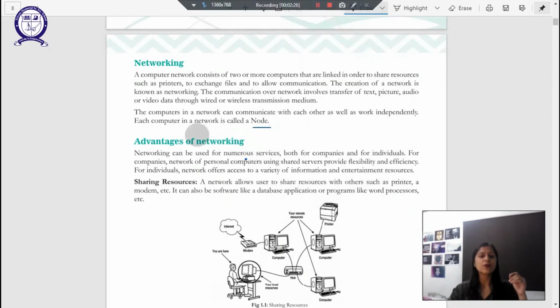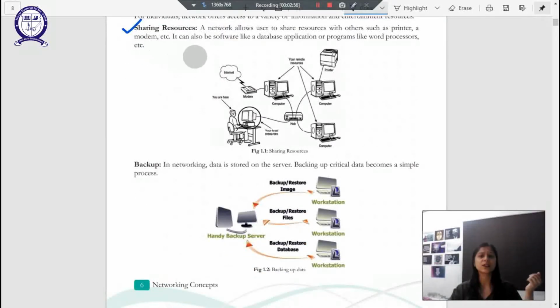Okay, so what are the advantages of networking, you may ask? It can be used for numerous services, whether for big organizations, companies, or for personal level. For companies, networks of personal computers using shared servers provide flexibility and efficiency. For individuals, a network offers access to a variety of information and entertainment resources. We'll study each one of those one by one. So, sharing resources. A network allows users to share resources with others, such as a printer, a modem, etc. It can also be software.